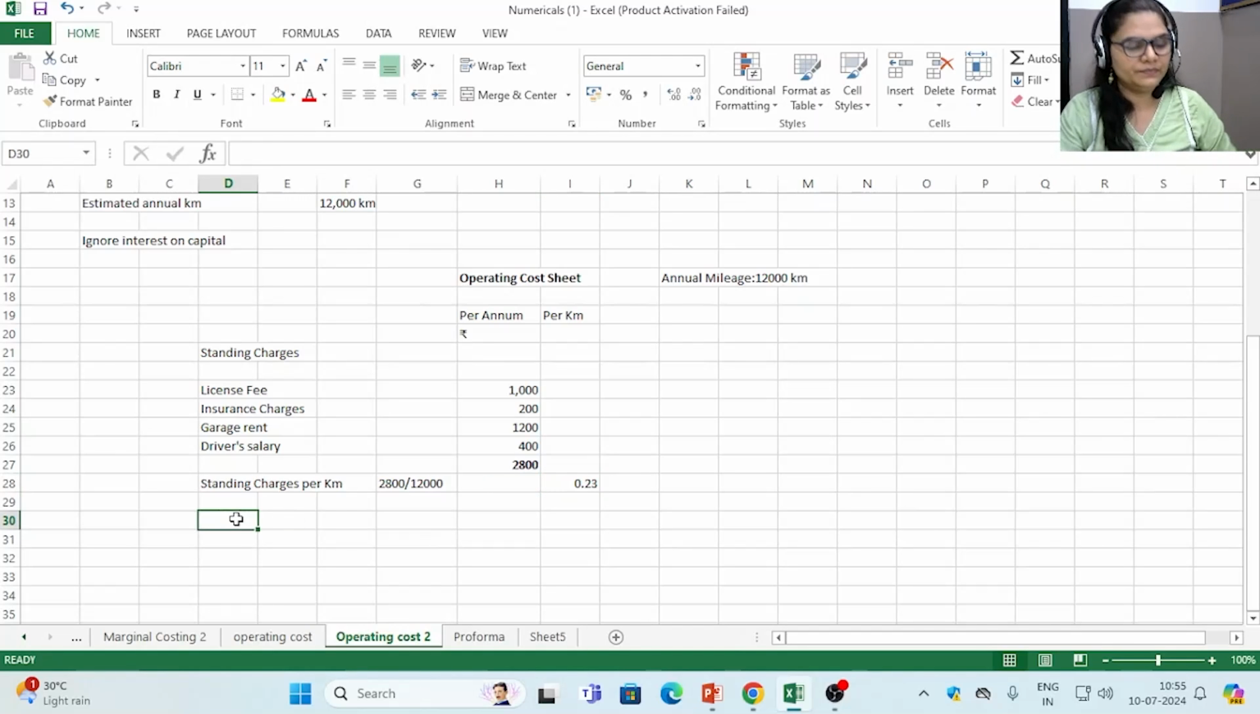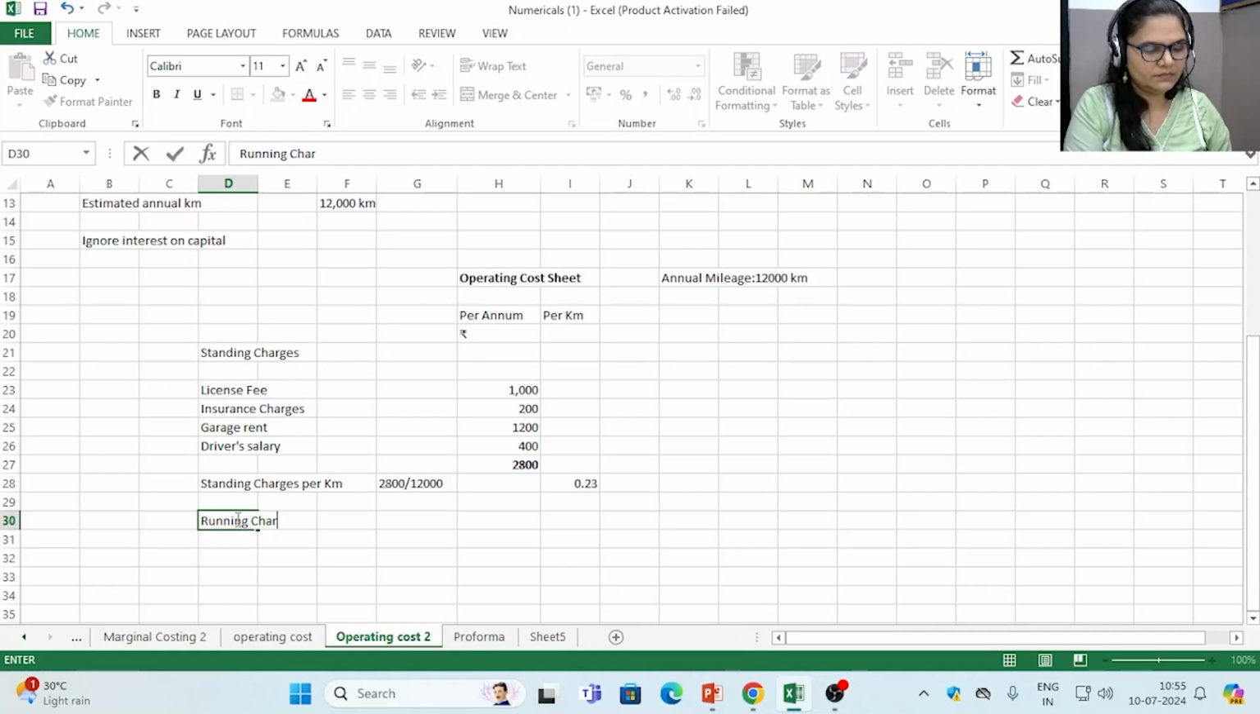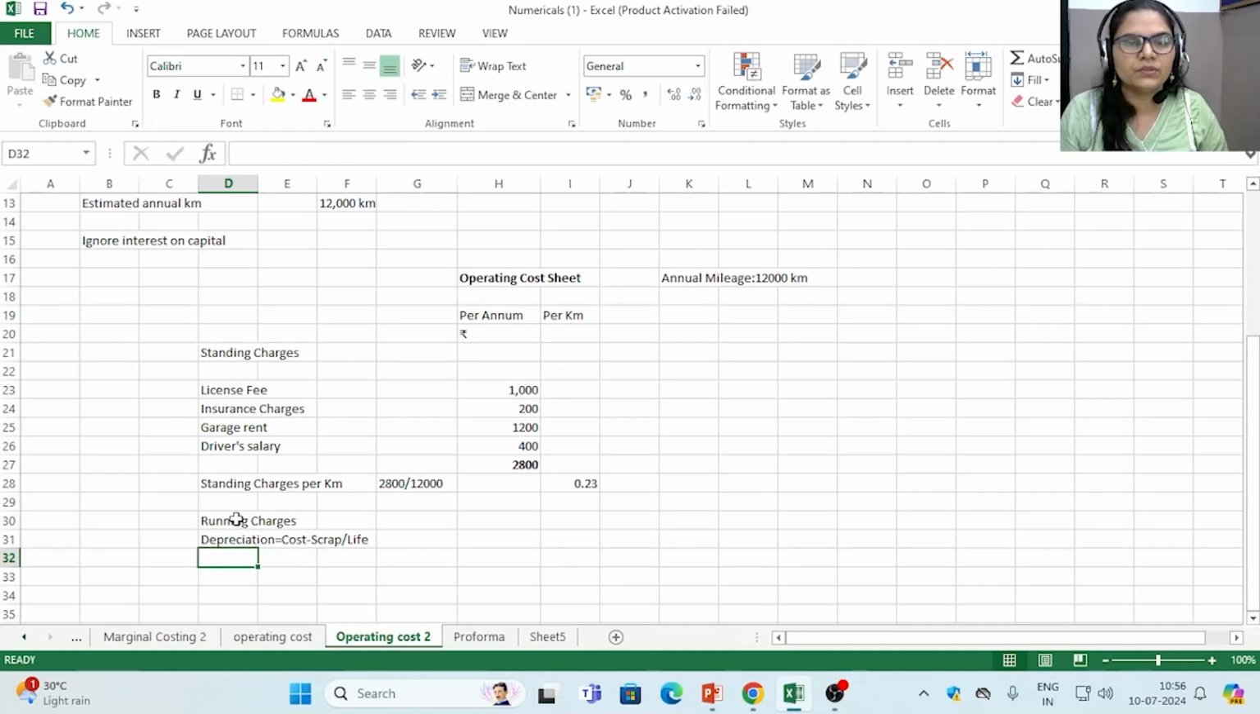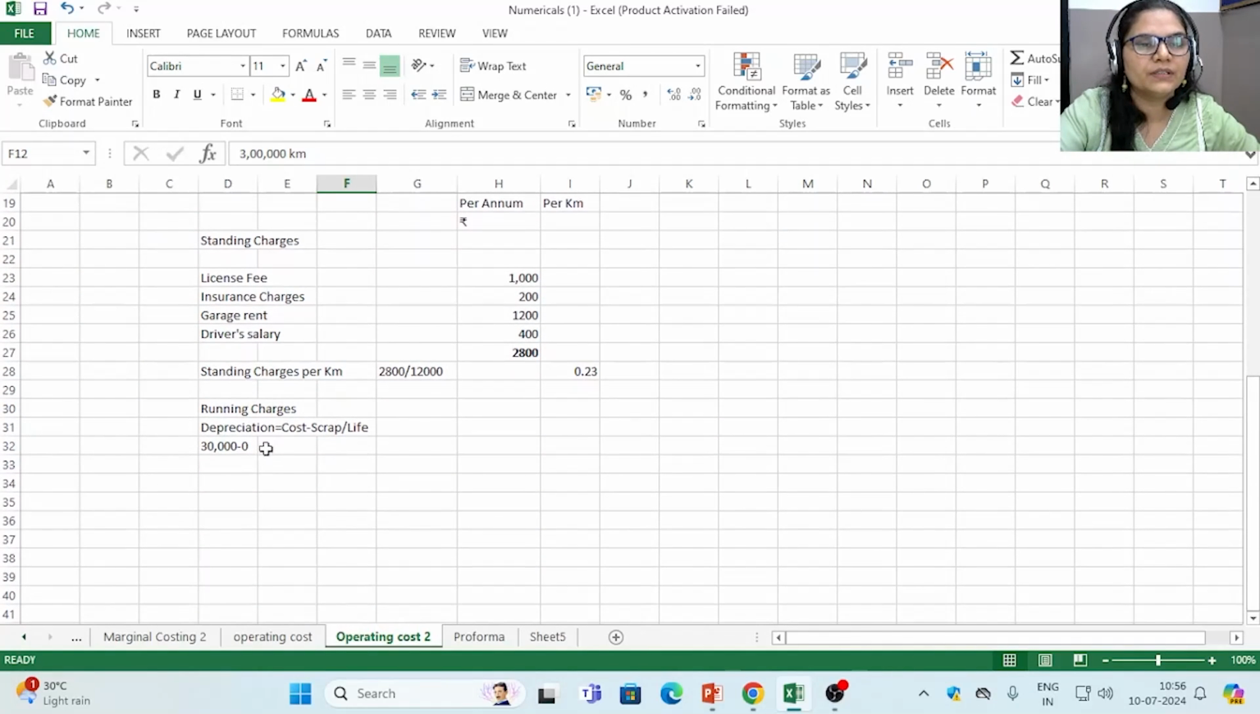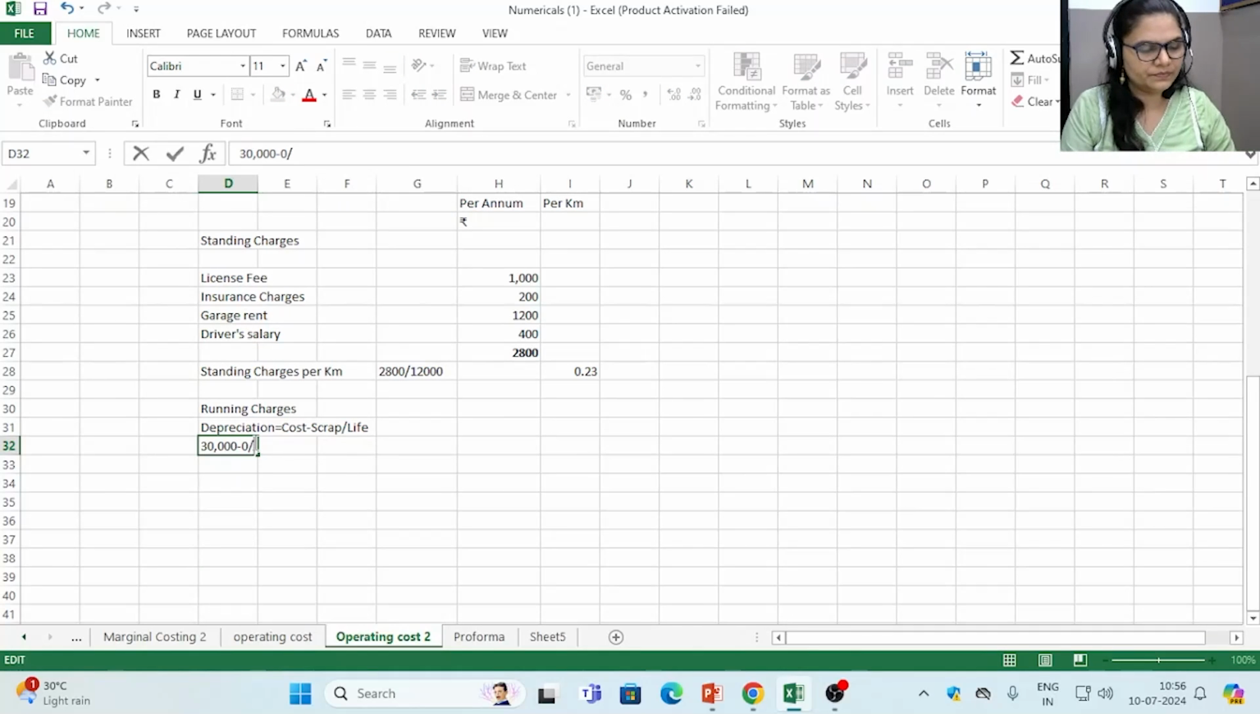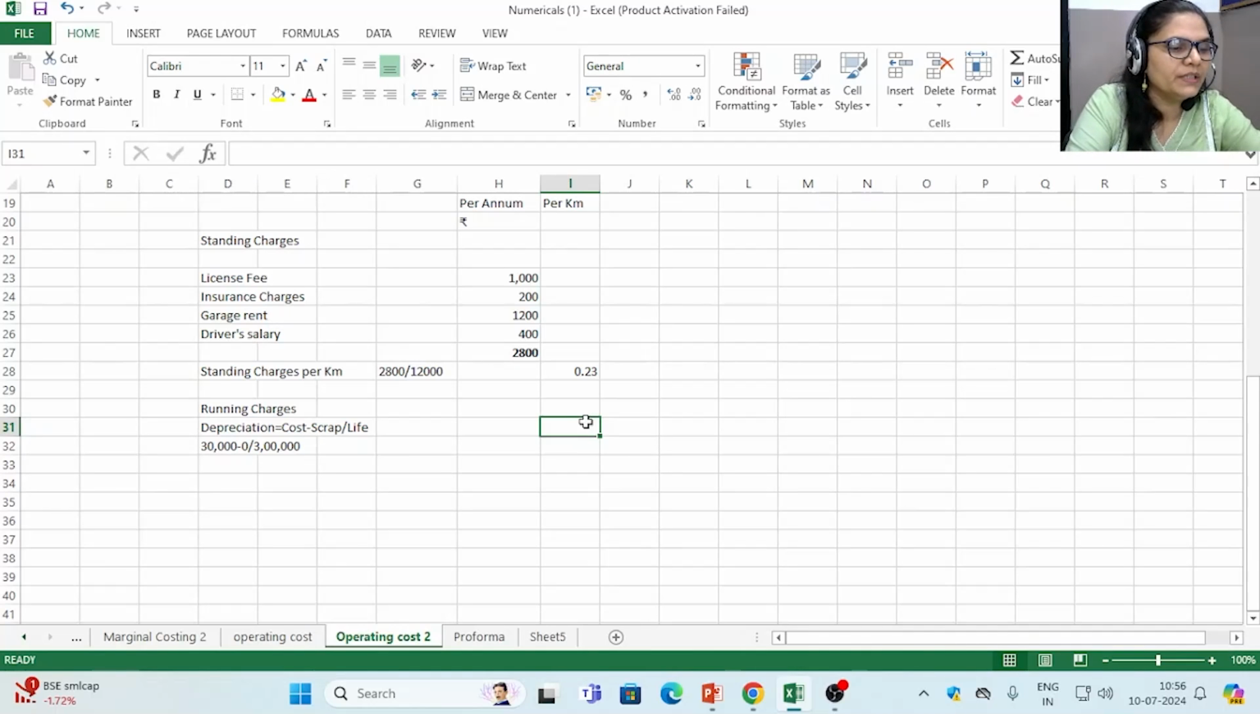Next is running charges. Running charges start with depreciation, which is equal to cost minus scrap divided by life. So depreciation will be 30,000 minus 0, as scrap value is 0. Life is 3 lakh kilometers, which is given in the question. As you can see, estimated life period is 3 lakh kilometers. We will divide it by 3 lakh kilometers. Depreciation will be 0.10.